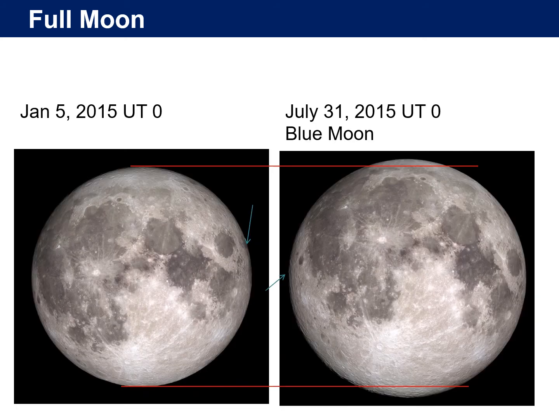As we saw, full moons are about every 28 days. Full moons are not the same size in the sky, and the lunar disk is larger in July than in January of 2015.